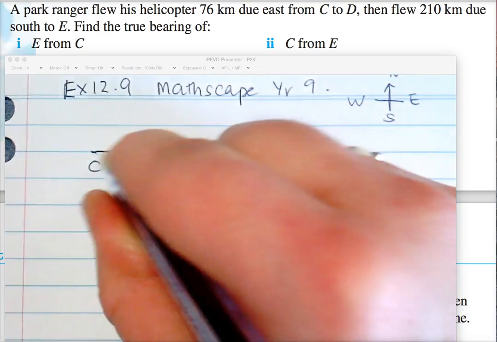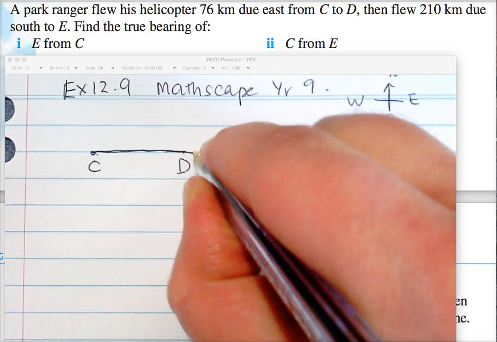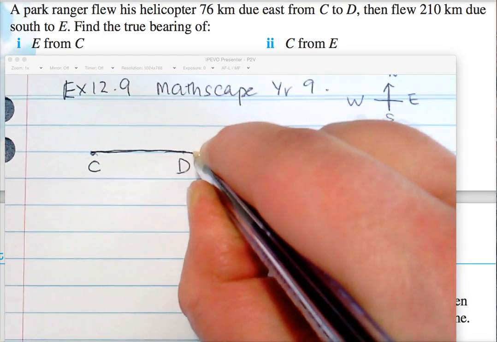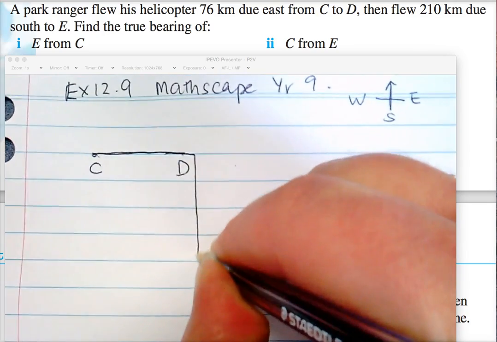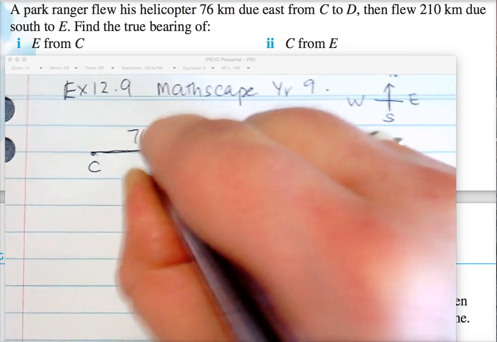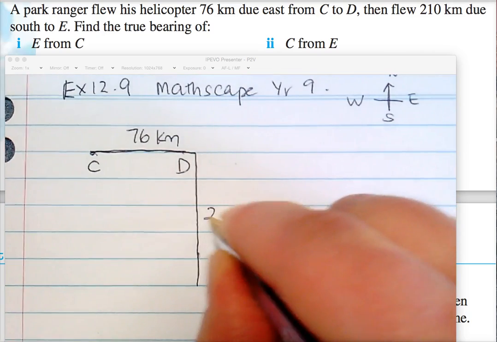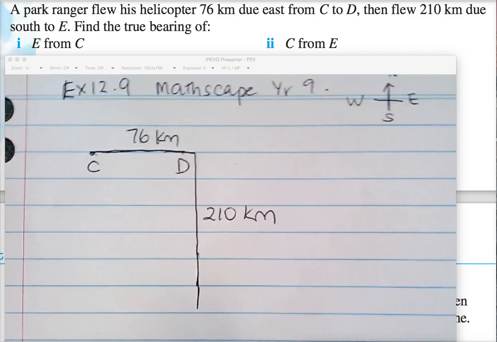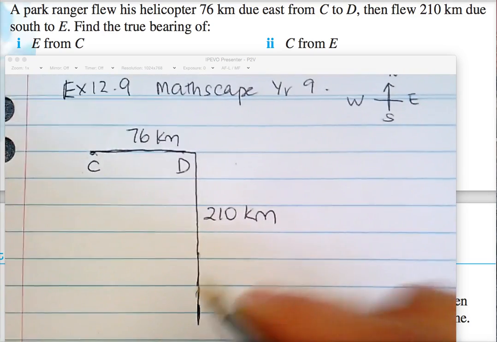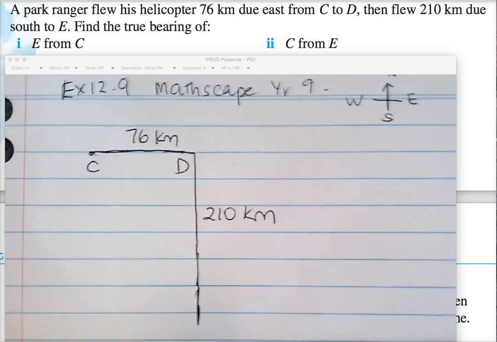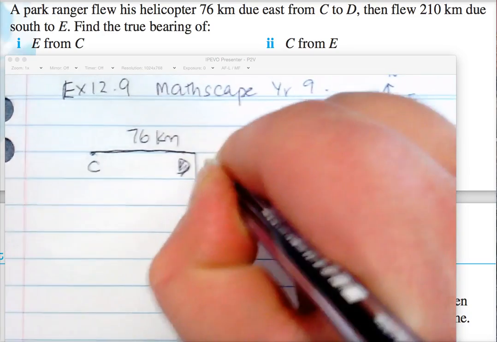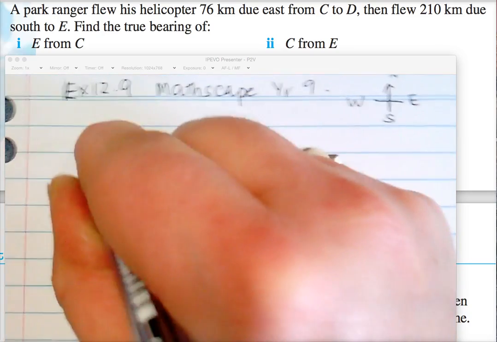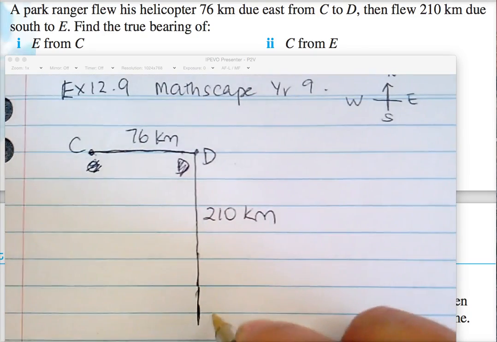And then he flew 210 kilometres due south to E. So this one is 76 kilometres, this one is 210. It's not a bad idea to try and get it to some sort of scale. It doesn't have to be perfect, but the 210 should be at least double, or almost triple, the other one. But I shouldn't have drawn the 76 one so long. C, D, good idea to put the letters on the outside too, and he's gone down to E.